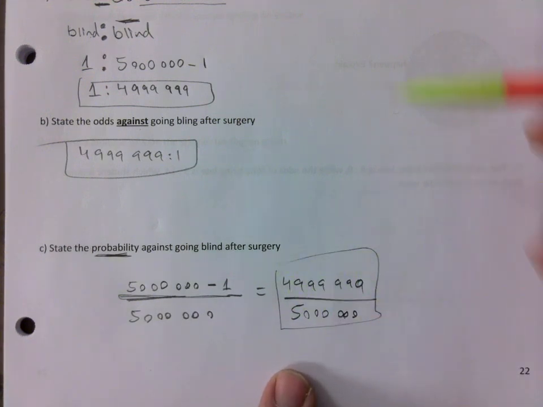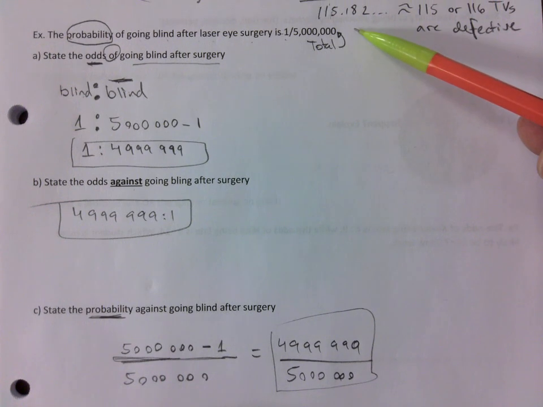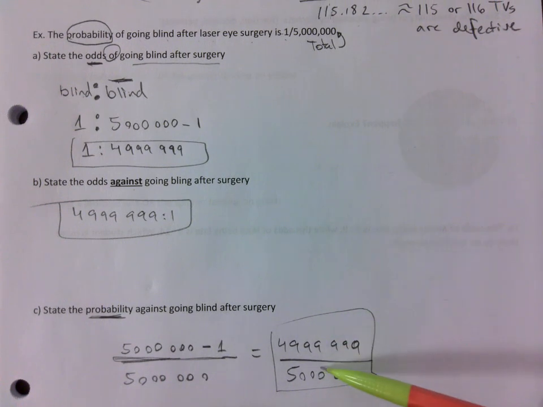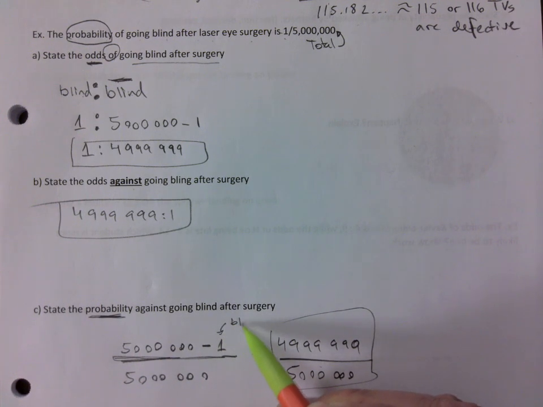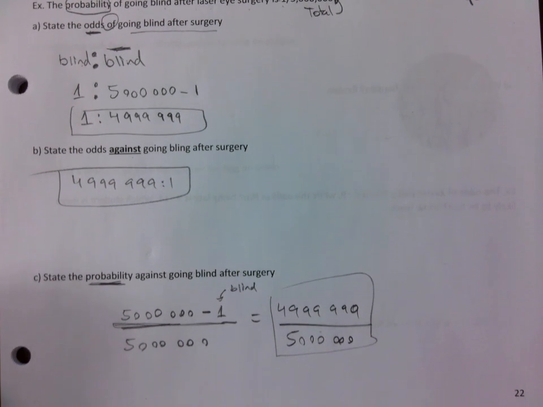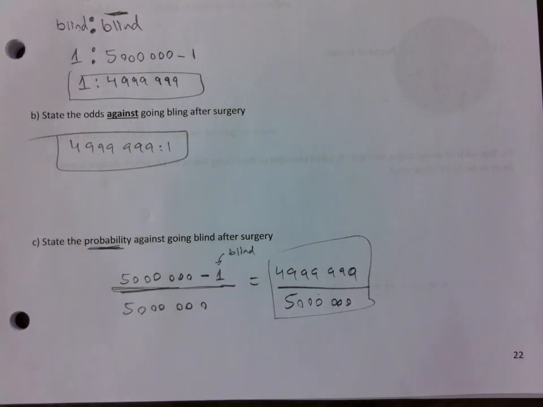Remember, something happening up here, 1 over 5 million. Something happening and something not happening always adds up to 1 or 100%. This one represents going blind. So we take that away from our total. So the not, think of not as always subtracting. Always subtracting. If you don't want something, subtract those events from the total, boom, you get the not. Okay? Fun stuff, eh? I know.